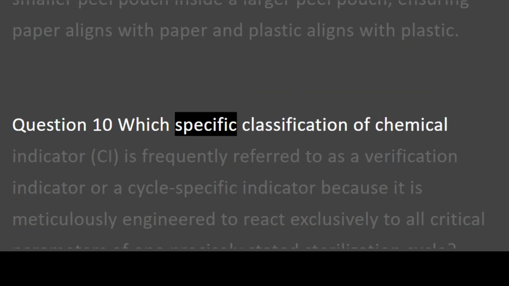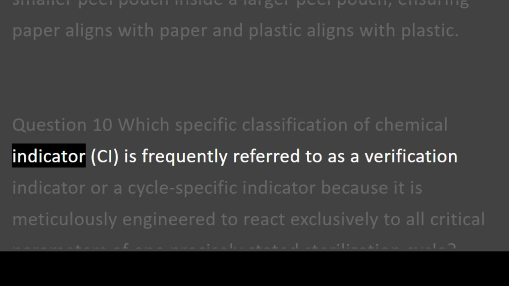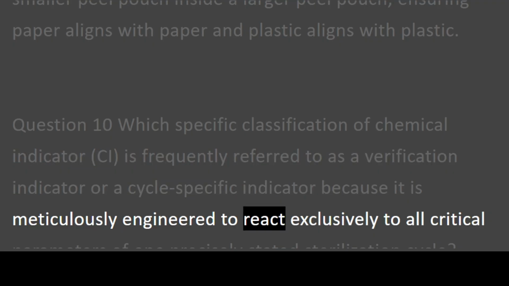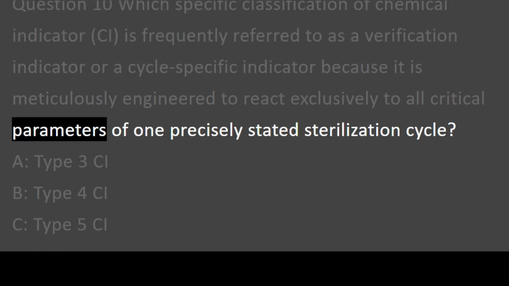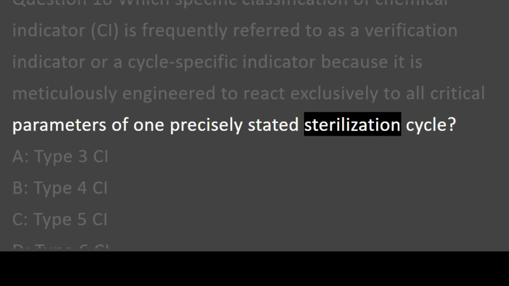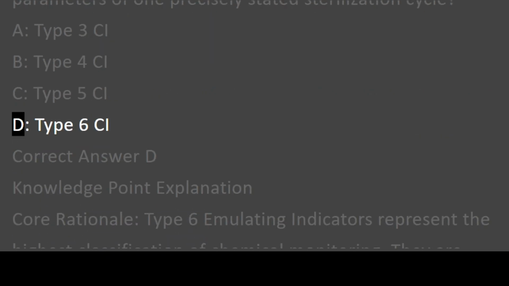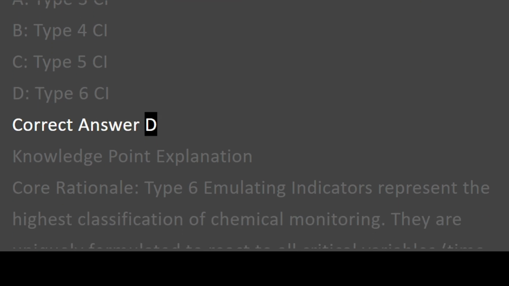Question 10. Which specific classification of chemical indicator, CI, is frequently referred to as a verification indicator or a cycle-specific indicator because it is meticulously engineered to react exclusively to all critical parameters of one precisely stated sterilization cycle? A. Type 3 CI. B. Type 4 CI. C. Type 5 CI. D. Type 6 CI. Correct answer D.